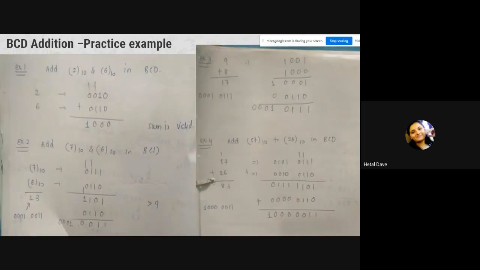Are you getting the answer? You are not getting the answer. Still, it is not visible. It is visible. Please observe it. Still, who is not getting the answer? See here, these examples are given for your practice.